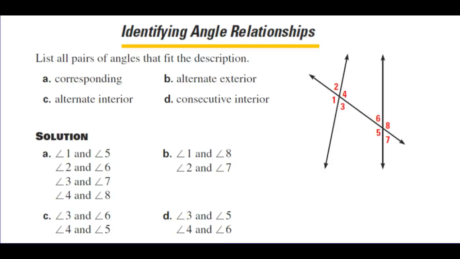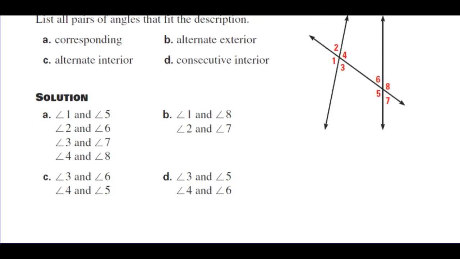And here we go. Pairs of corresponding angles. There are quite a few of them. 1 and 5 are corresponding based on their position. They are in the same position. 2 and 6 are corresponding because of their position. It's just based on their position in relation to the two lines and the transversal. 3 and 7 are corresponding based on their position. 4 corresponds to 8.